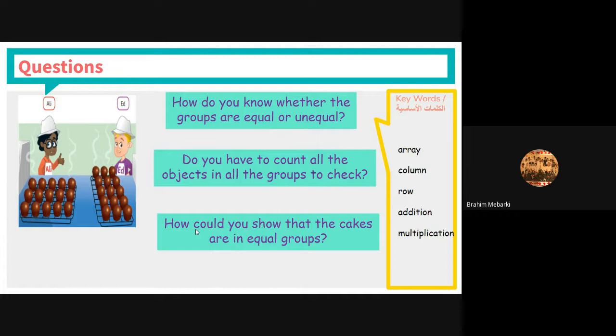How could you show that the cakes are in equal groups? If they are arranged in the same order, it means each row is under each row and each column is next to each column. That means they have the same number, they are equal groups.